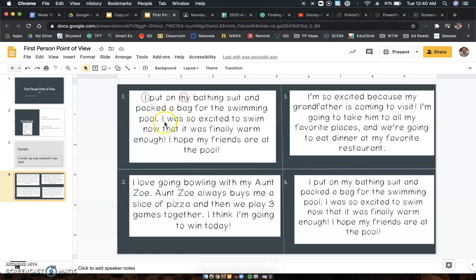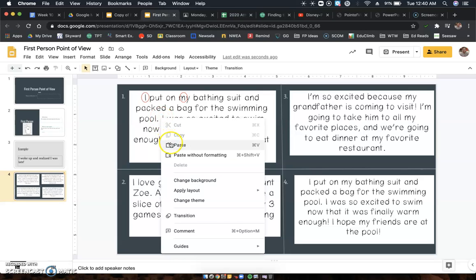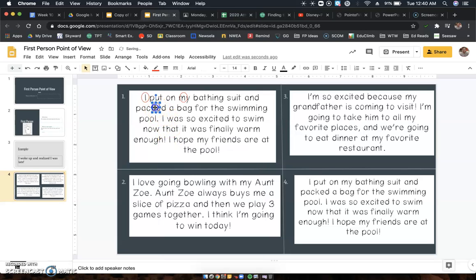That is the first sentence. Go on to the second sentence: I was so excited to swim now that it was finally warm enough. I see another I. I'm going to paste again and circle around that I. Looks like that is all there is in this sentence. I don't see anything else that gives it away that it's first person. I'm going to paste again and get one ready for the last sentence.